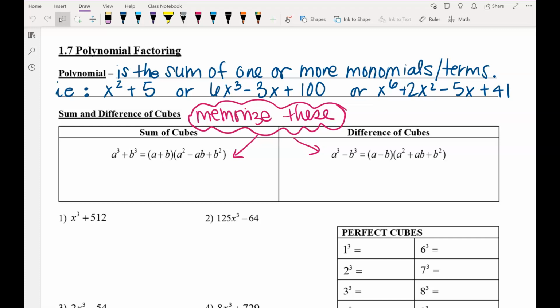So, for example, x squared plus 5, how many terms is that? 2. So that's a polynomial because it's one or more. And then 6x to the third minus 3x plus 100, that's 3 terms. That's grouped in the polynomial. And then the next one has 4 terms, but all of that, guys, they're all called polynomial, okay?